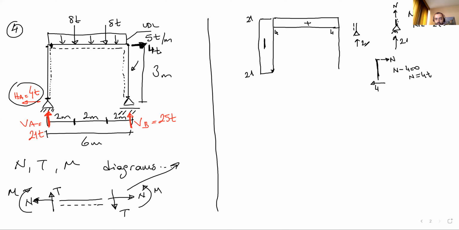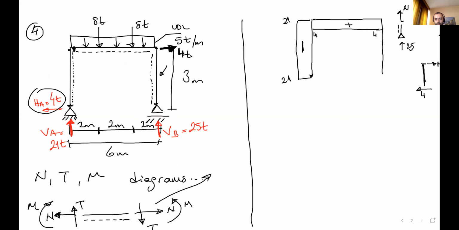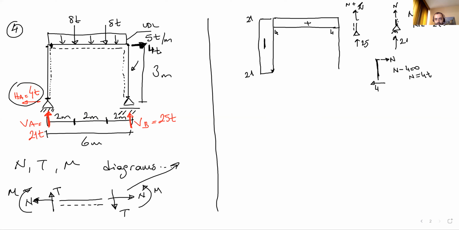Here we have 25. This is N. So write the equation for this. N plus 25 equals 0, N equals minus 25 ton. That means the axial force on the column is minus 25 at this point. Okay, this is minus 25. Let's write it here. This point is minus 25.